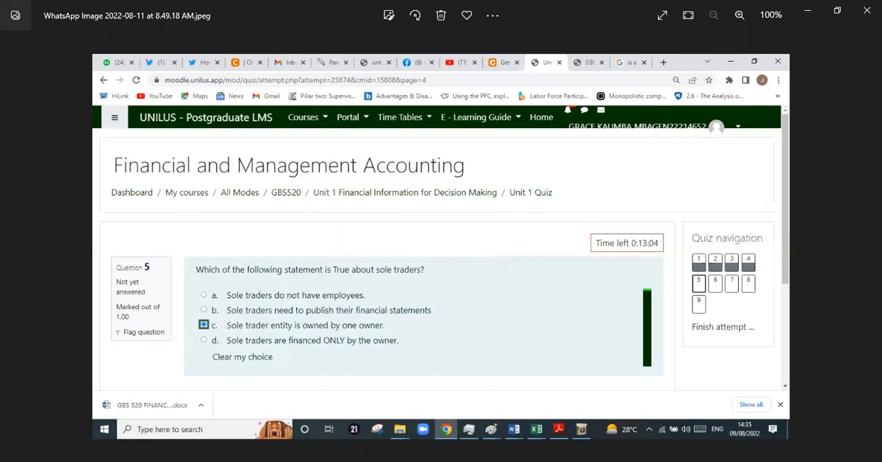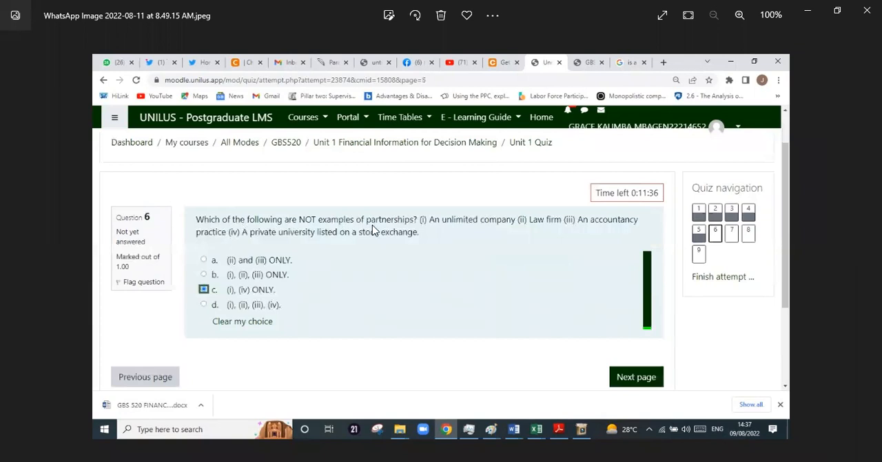All right. Next question, which one of the following is not an example of partnerships? Okay. One, an unlimited company. This one is not. A law firm. This one is. Accountancy practice. This one is. A private university. This one is not. So 1 and 4 are not. These ones are not examples of what? Partnerships.